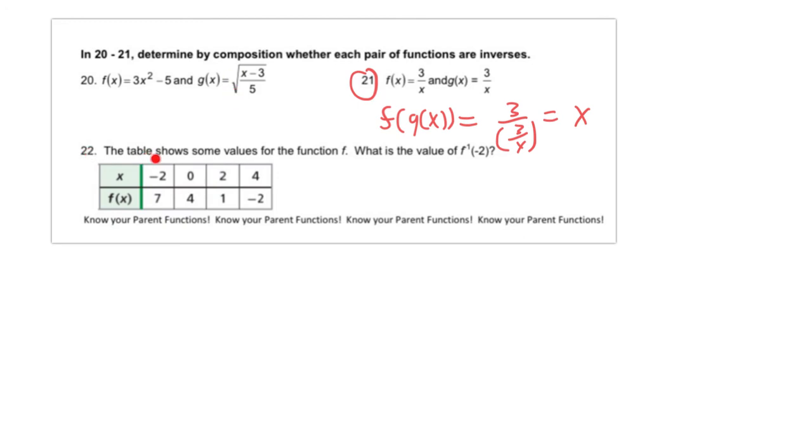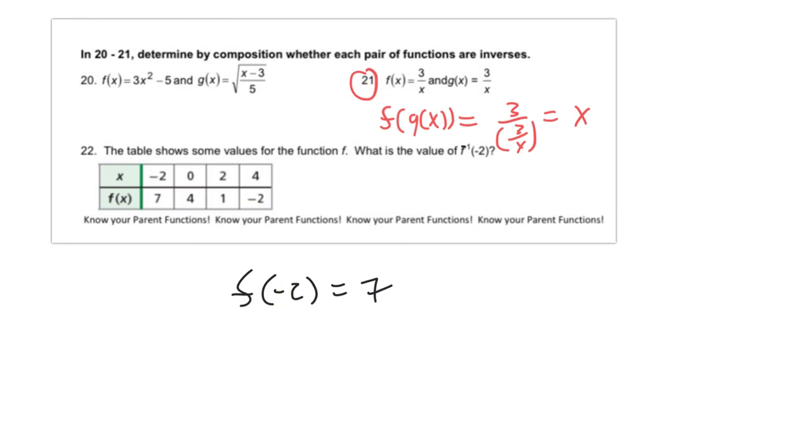All right, 22, the table shows some values for the function f. What is the value of, it should really be a little negative 1 right there, what's the inverse function of f of negative 2 or whatever? Okay, this is actually really easy. If it was just f of negative 2, well, the answer would be 7, right? Imagine they were just asking for f of negative 2. Well, that would be 7 according to this table, because this is the original function.